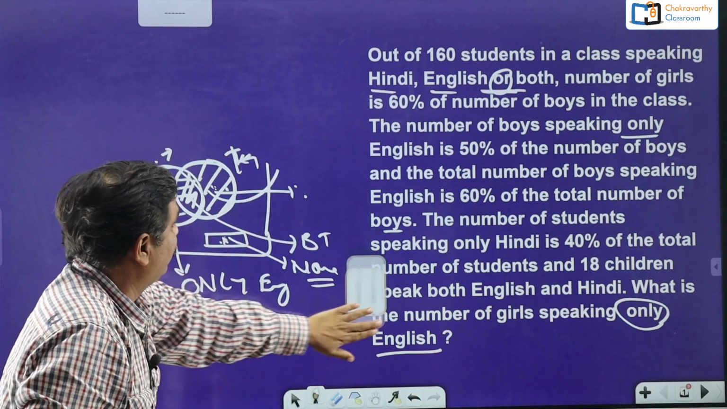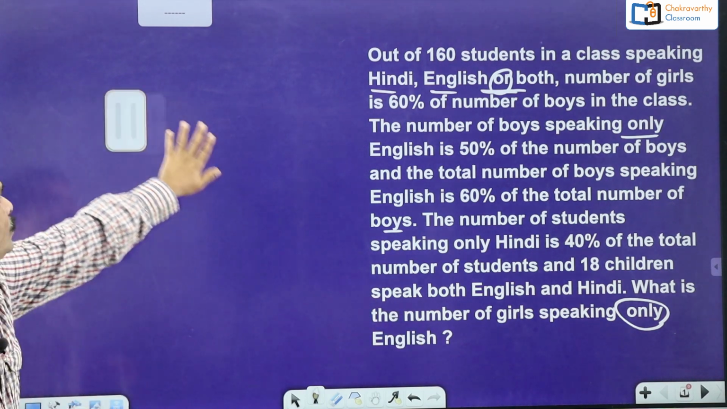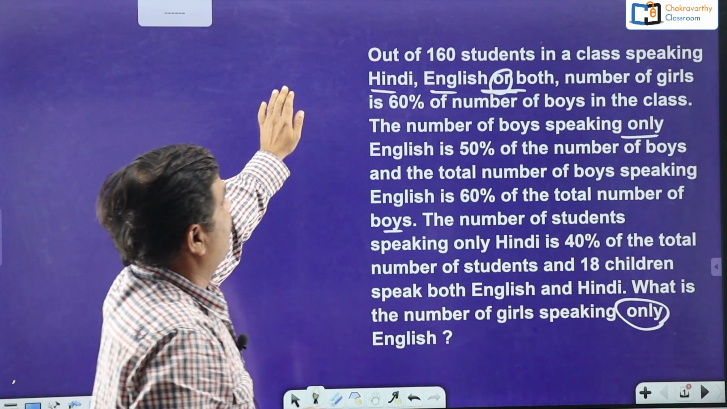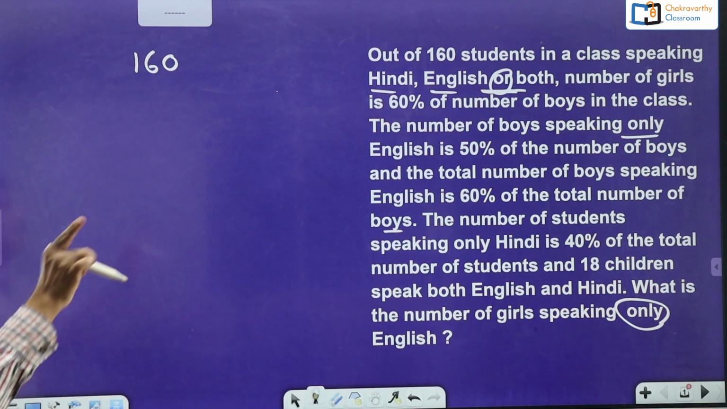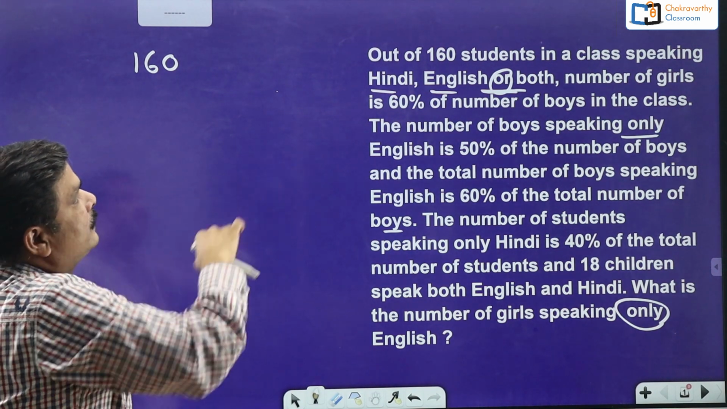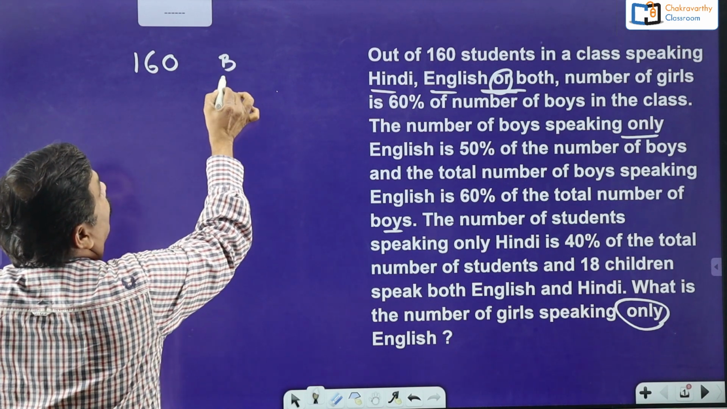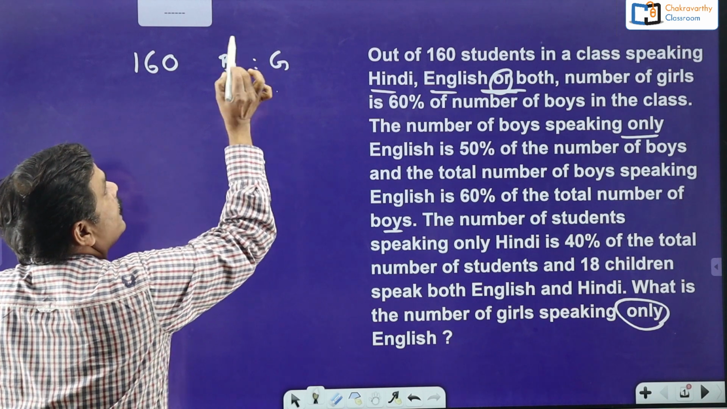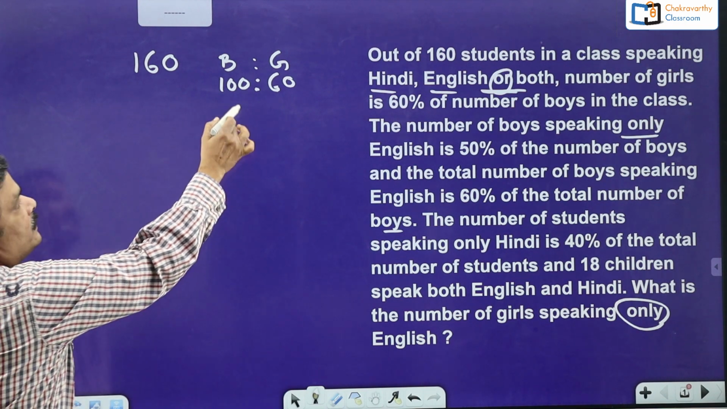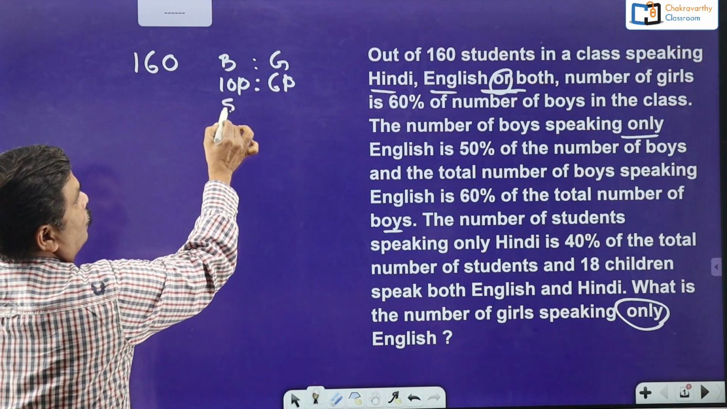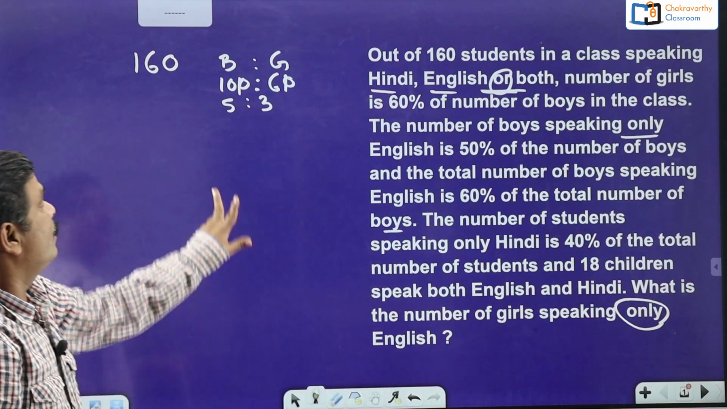Now let us start constructing the Venn diagram. Very easily, while reading the data we need to analyze everything. Go for the first information: out of 160 students, total number of students is 160. Boys and girls they have given in this way. The number of girls is 60% of the number of boys. How to analyze this? Suppose boys are 100. Girls should be 60% of this 100, that is 60. Now what's the ratio of boys and girls here? If you simplify, this is 2 5s and 2 3s. So number of boys to number of girls is 5:3.